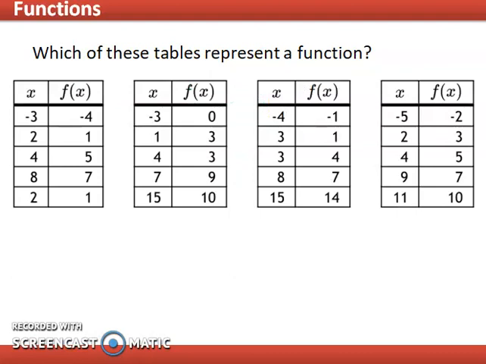Each of these tables represents a function. We just have to make sure that no single input has two outputs. In this table, you can see that the input 3 has two outputs, so that is not allowed. This will not qualify as a function, while the rest are functions.